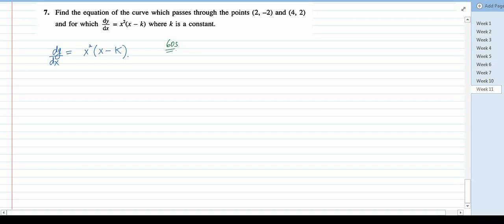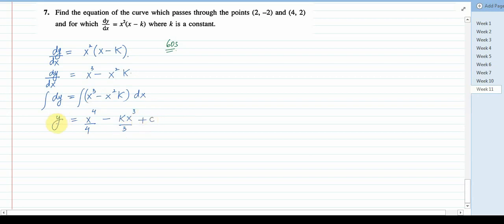Before starting integration, we need to expand the expression. So it's x cube minus x square k, and that is dy over dx. Firstly, it will be dy equals (x cube minus x square k) times dx, and then we can start with the integration. The integral of x cube will be x to the power 4 over 4. The integral of k x square, since k is a constant, will be k x cube over 3, and we have plus c here, so that is equal to y.